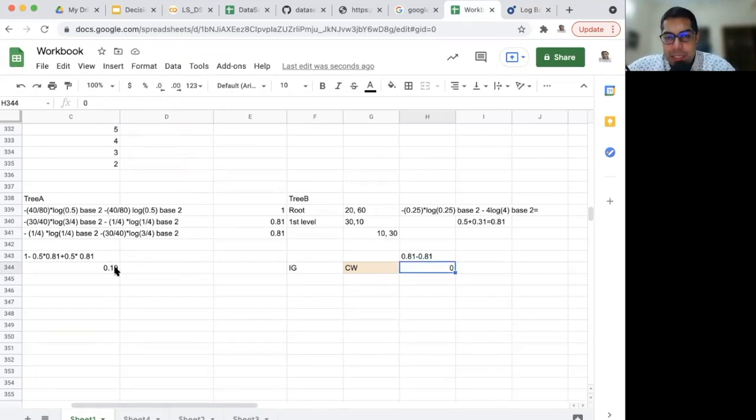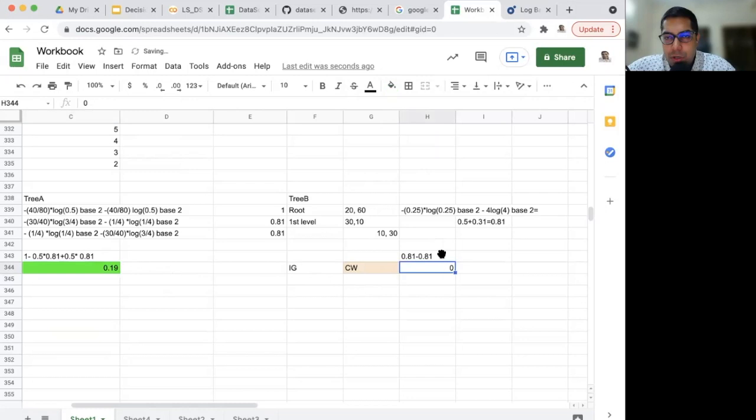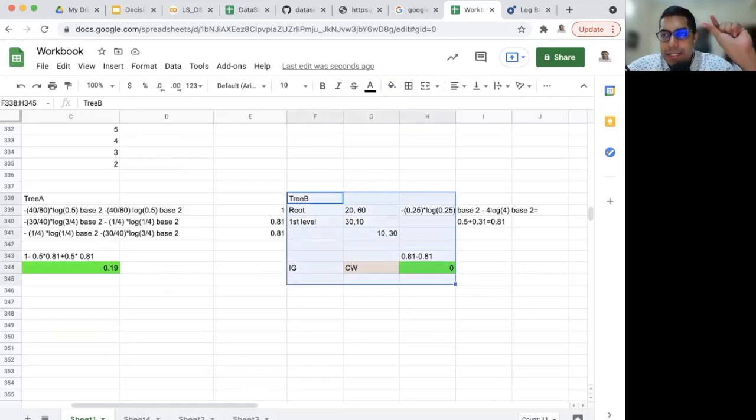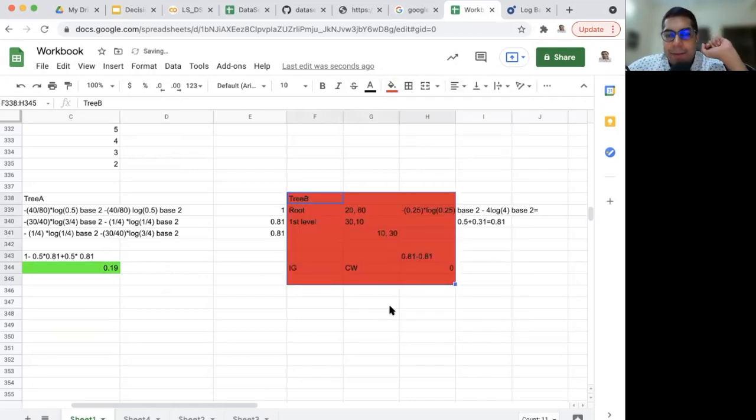If yes, type IG. You got two values. One is 0.19 and you got another value as 0. You got IG, very good. Now, which of these trees will I select? I will select the tree calculation that has the least IG. So I will select this tree.